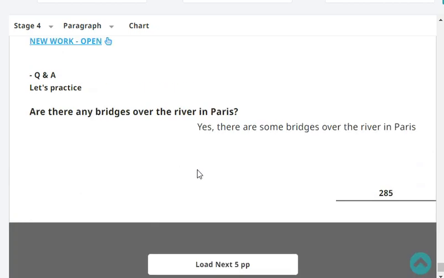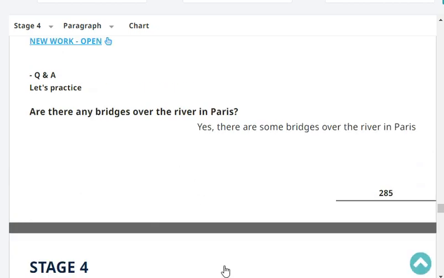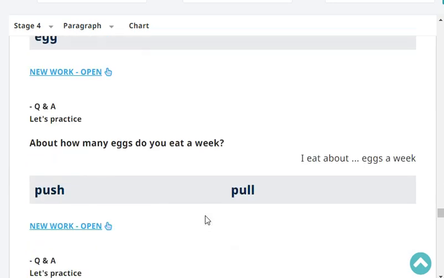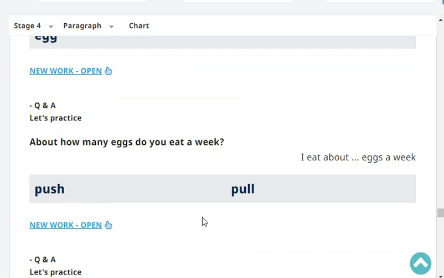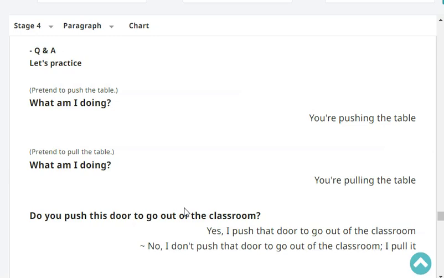Are there any bridges over the river in Paris? Yes, there are some bridges over the river in Paris. Very good. About how many eggs do you eat a week? I eat about 5 eggs a week. Oh, almost every day. Okay, next.